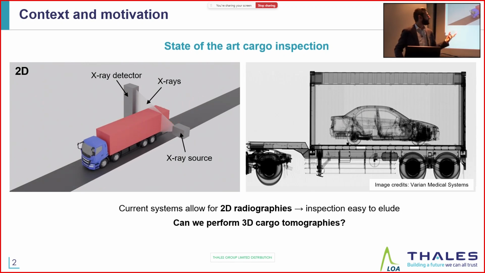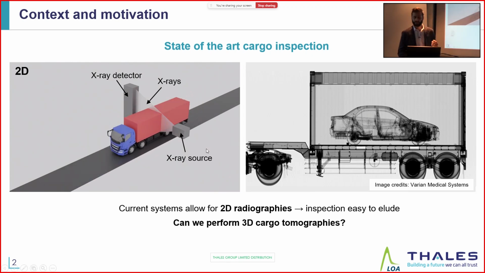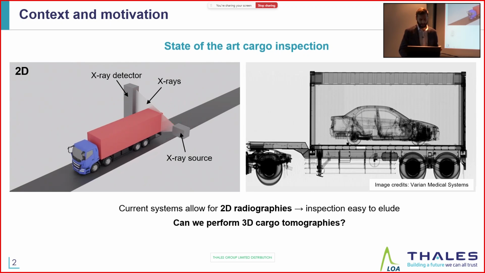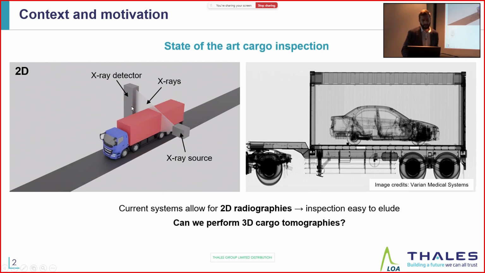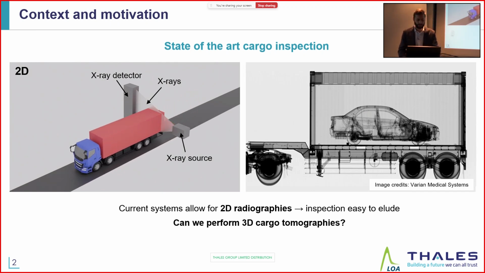Today, this is what a cargo inspection machine looks like. You have a gantry, which is composed of an X-ray source, made of a linear accelerator, a conventional electron accelerator that allows us to produce X-rays. These X-rays are subsequently collected with a detector, and these are the sort of images you can obtain. Those are 2D images, 2D radiographies, so it's actually easy to elude this sort of control. So can we do better?